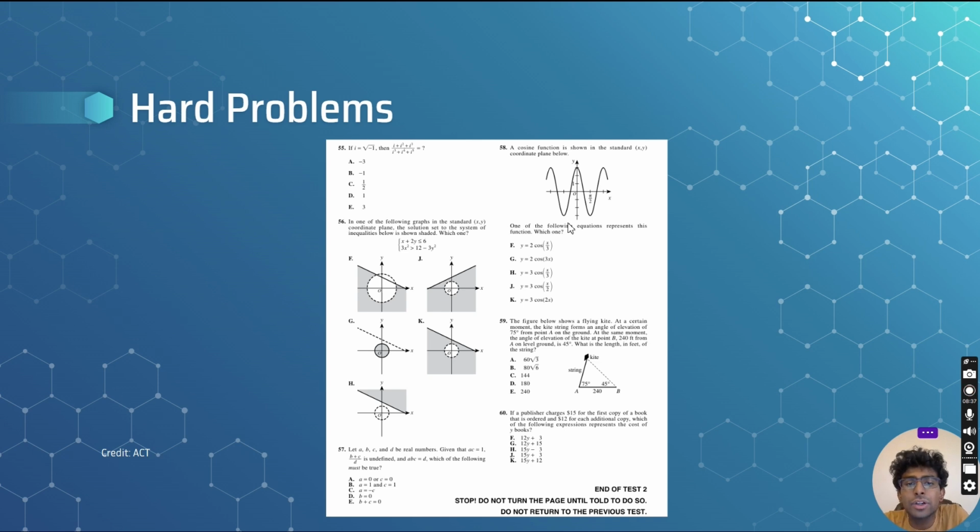58, equation for a cosine function. Remember that. My tip here is to figure out the period and then use the formula 2 pi over this B value that's inside the parentheses. So 1/3, 3, 1/3, 1/2, 2. So you can figure out your answer here.